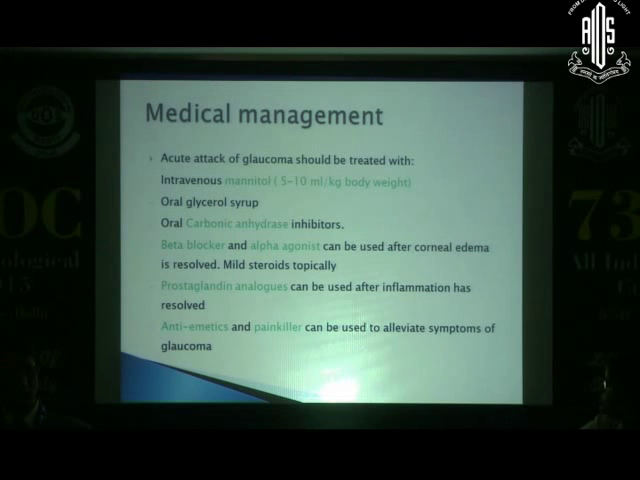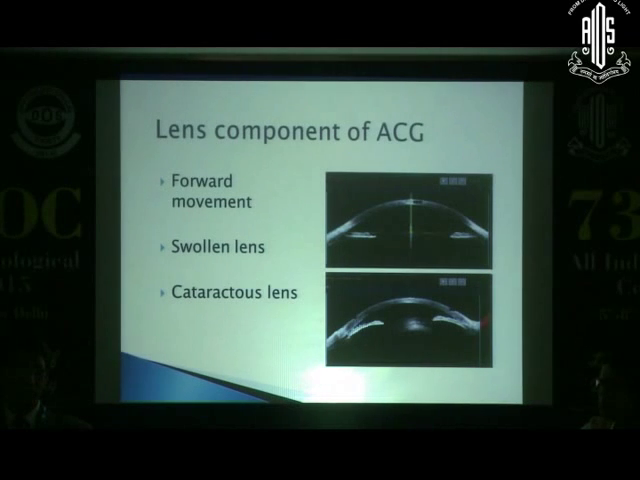If that is contraindicated, you can give oral glycerol, you can give Diamox, and beta blocker and alpha agonist obviously are the commonest thing that we use. You cannot use pilocarpine, you cannot use prostaglandin analogues unless the inflammation is controlled. You control the inflammation by steroids, and obviously you can give painkillers. You can even use homatropine at times.